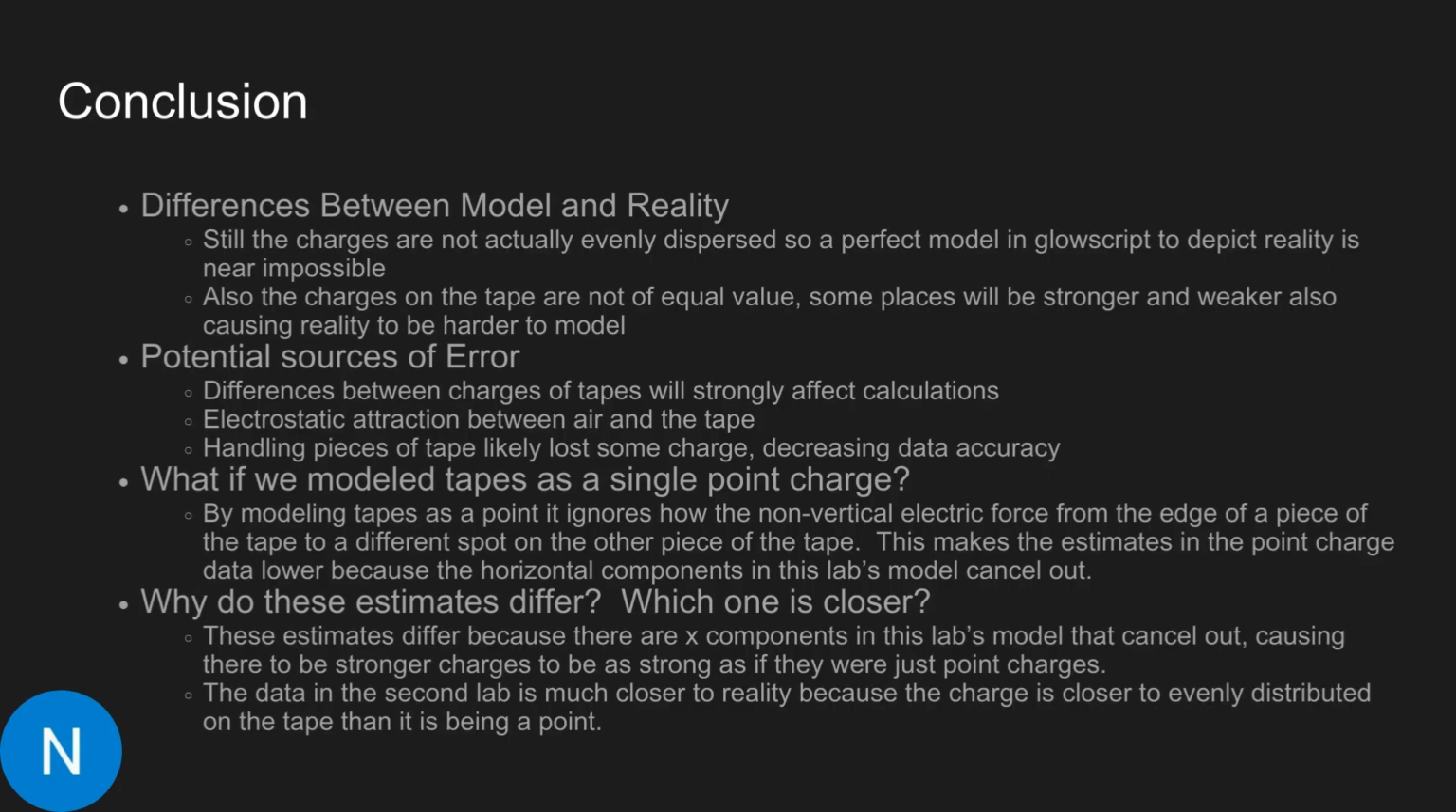So for the conclusion, differences between the model and reality. Still, the charges are not actually evenly distributed, so a perfect model in GlowScript to depict this situation is near impossible. Also, the charges on the tape are not of equal value, so at one point you might have 5e, and at another you might only have 2e, so it kind of varies. Potential sources of error are, of course, these differences between charges and unequal distribution.